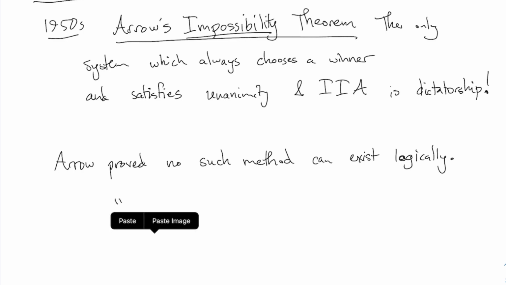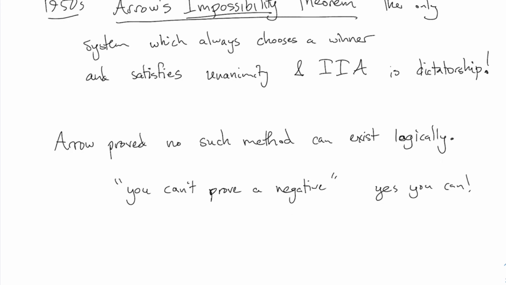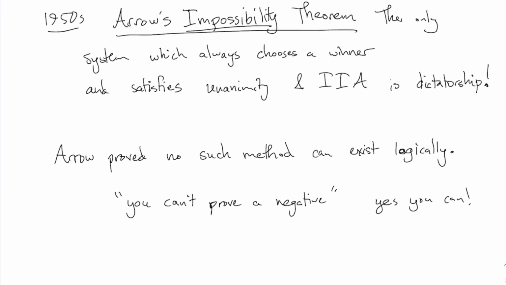Sometimes people say to me, well, you can't prove a negative. And the answer is yes, you can. People say that in court trials or something. You can't prove that I didn't. That is true in some situations in life, but it's not true in mathematics. You can prove that certain things are logically impossible, and that's what Arrow did in his famous impossibility theorem.